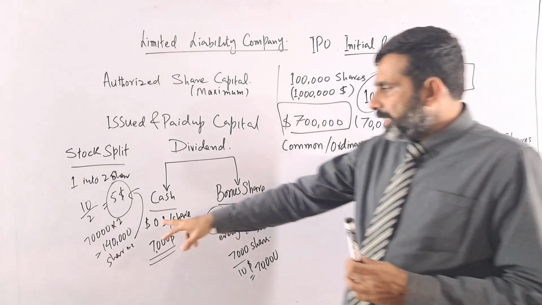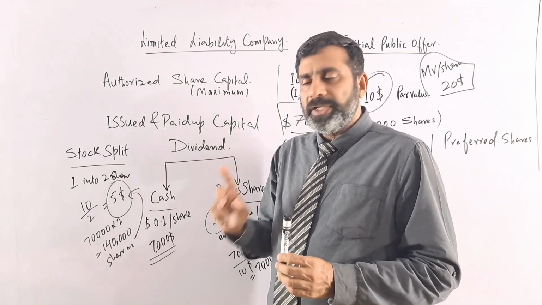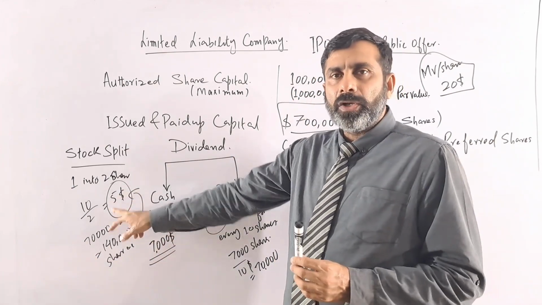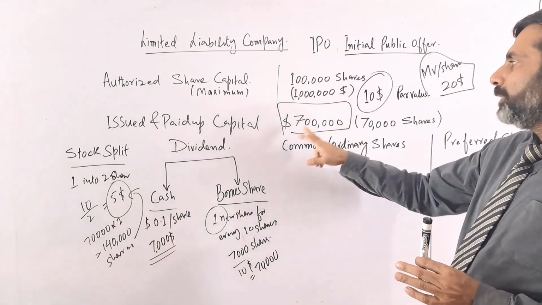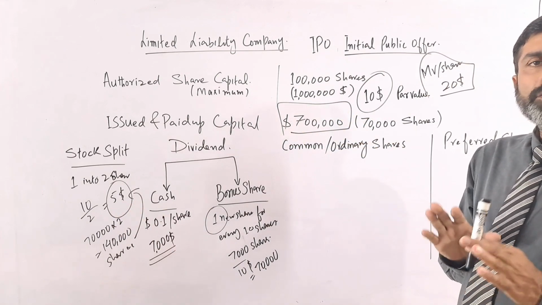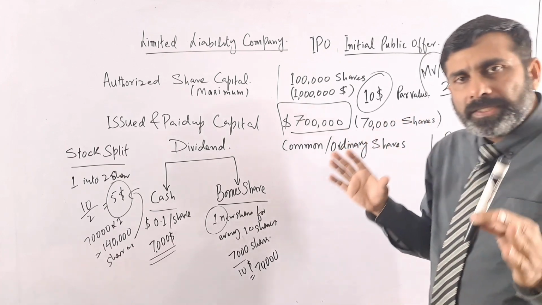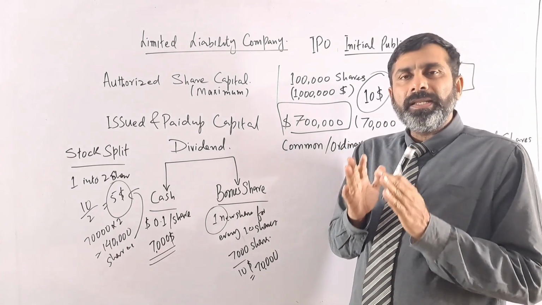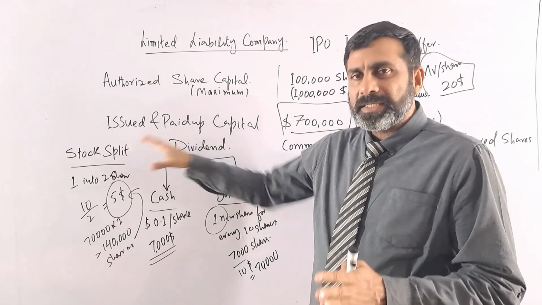But still, we have 140,000 shares, and one share is for how much? That is for $5. So the total amount will be how much? It will still be 700,000. Means there is no change in the total issued capital of the company. They have only split. So what is a stock split?